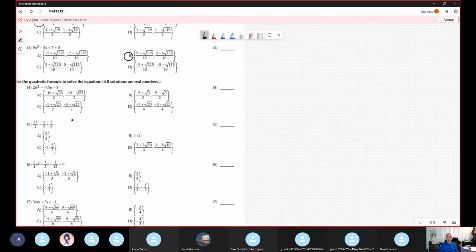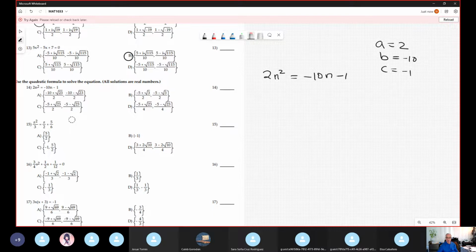14 is 2m squared equals minus 10m minus 1. Okay, this example brings me a new idea. What is the new idea? Okay, the equation given, I know very, very well. It's quadratic, look at that. However, this equation is not expressed in standard form. It's a super big mistake. The student did not organize it in standard form and supposes that A is 2, B is minus 10, and C is minus 1. This is completely wrong. This is completely, completely wrong.